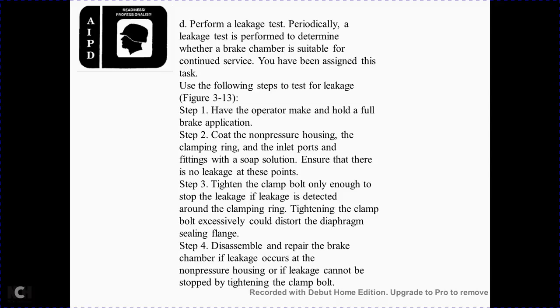Step 3, tighten the clamp bolt only enough to stop the leakage if a leak is detected around the clamp ring. Tighten the clamp bolt carefully to restore the diaphragm sealing at the flange. Step 4, disassemble and repair the brake chamber if the leakage occurs at the non-pressure housing or if the leakage cannot be stopped by tightening the clamp bolt.